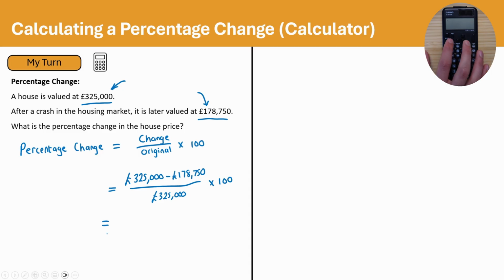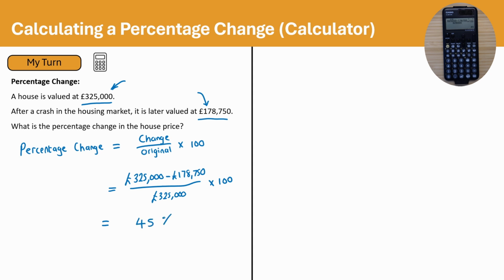So I'll go over to my calculator, and what I'll do is I'll put in the fraction bar using this button. I'll type in the £325,000, and I'll take away my £178,750 and put my denominator as 325,000, multiply that by 100. And it gives me this answer of 45%.